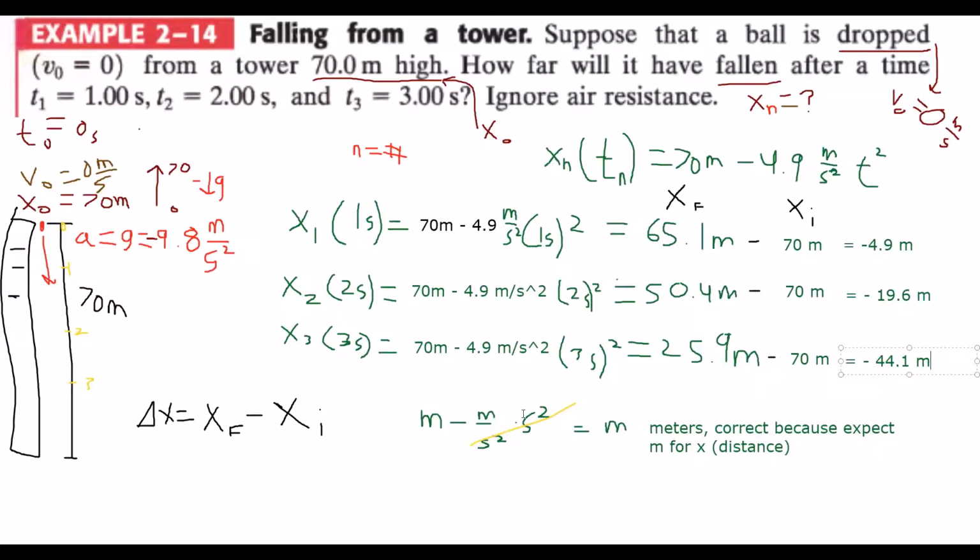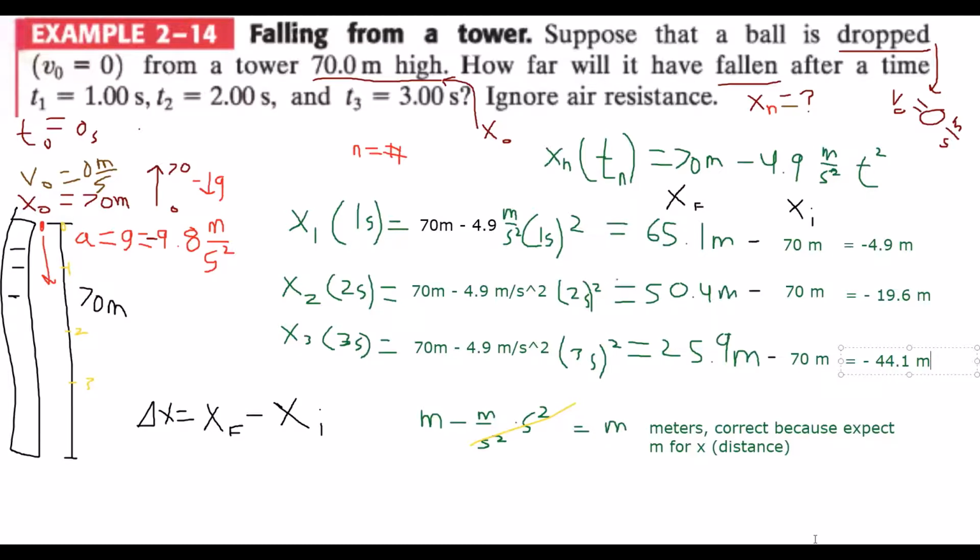Also notice that it's basically just how far you went with acceleration, because the 70 meters just cancel out by finding the difference. But it is helpful to be able to use the entire kinematics equation and then figure it out from there. Cool.